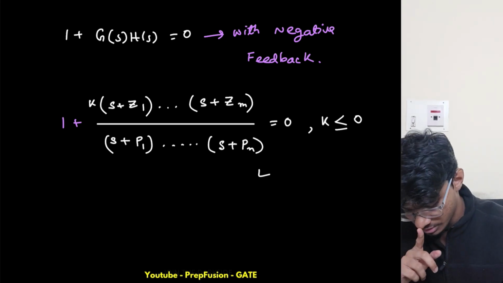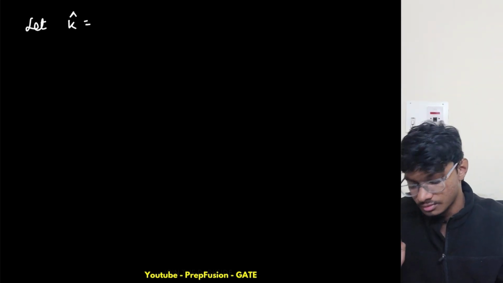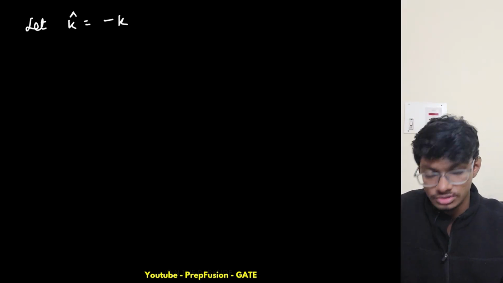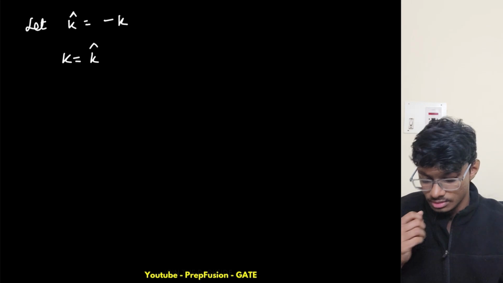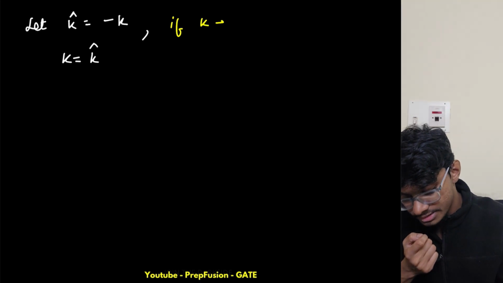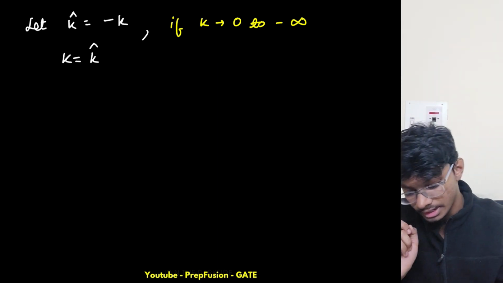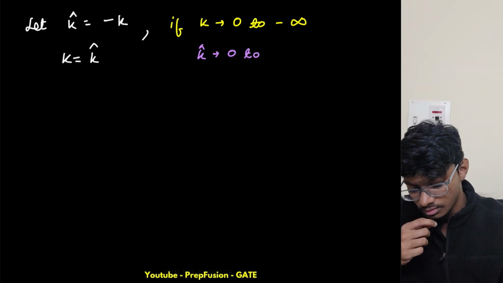Now this is my equation 1. Let's name this equation 1 and let me do one thing. I will name a new variable k hat, which is equal to minus k. Why? We'll see in a second. So k is equal to minus k hat. Now if my k is going from 0 to minus infinity, since k is negative, then k hat will travel from 0 to plus infinity.